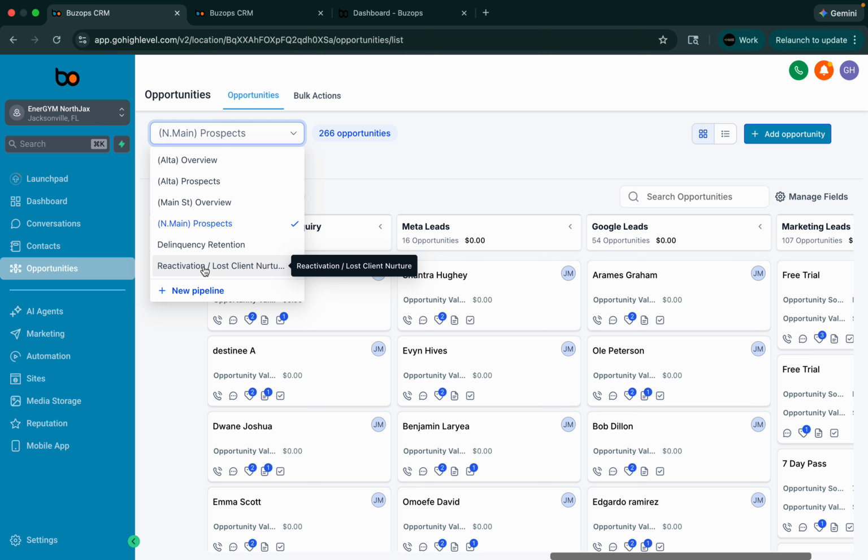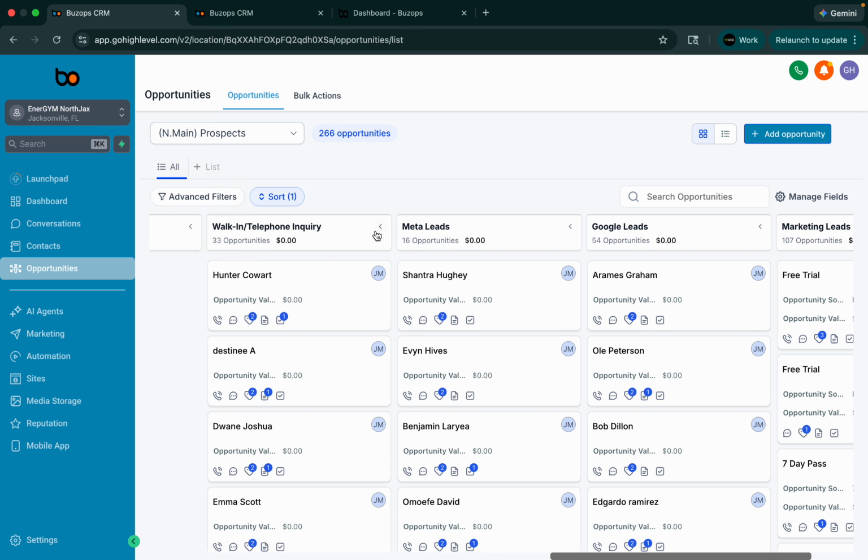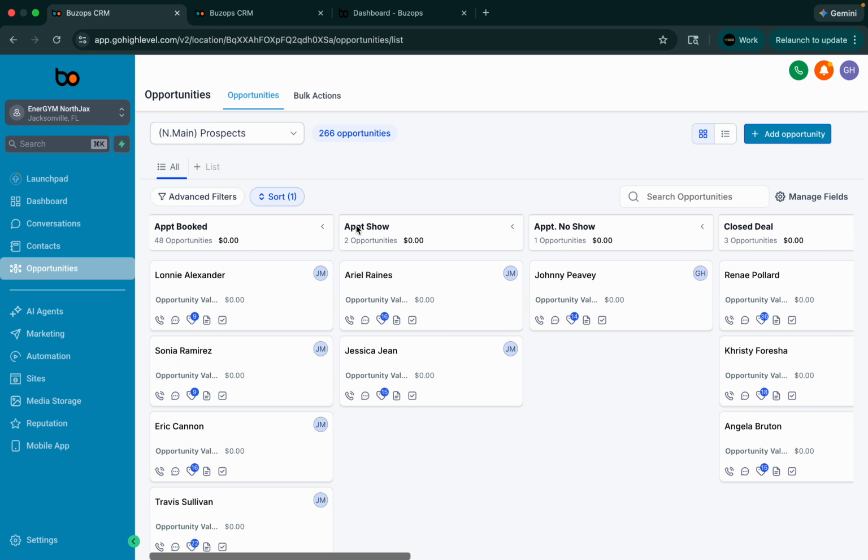Anyway, with tier 2, these 4 base pipelines, we already covered the first 2 pipelines in the tier 1 video: the delinquency retention pipeline and the reactivation lost client nurture pipeline, which essentially is a 0 to 120 day time frame of getting an account from being in an inactive state to a reactivated state, and the process of how we go about doing that. These next 2 pipelines are going to be the prospects pipeline and the overview pipeline for your location.